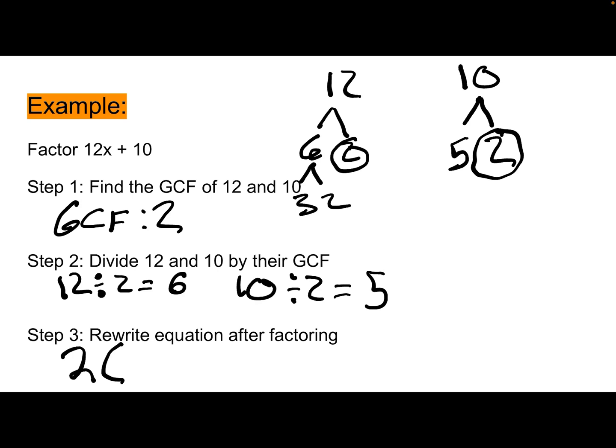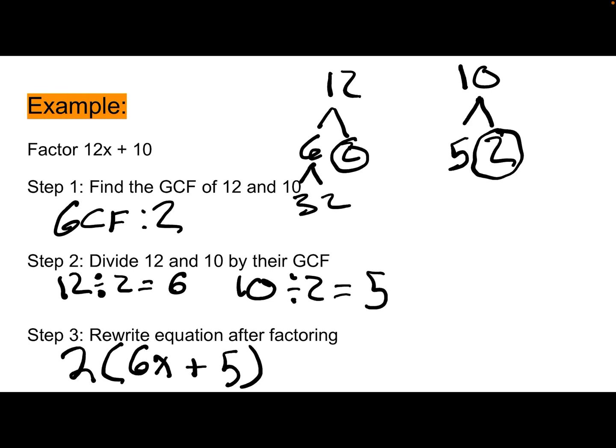So 12x divided by 2, we already said that would be 6x. And then 10 divided by 2 is 5. So now we have 2 ways we could check this expression to make sure it's correct. The first thing is to make sure that our 2 expressions inside do not share a common factor. So obviously we can see 6x and 5 are in their most simple forms. We cannot divide those anymore, so we're good there.